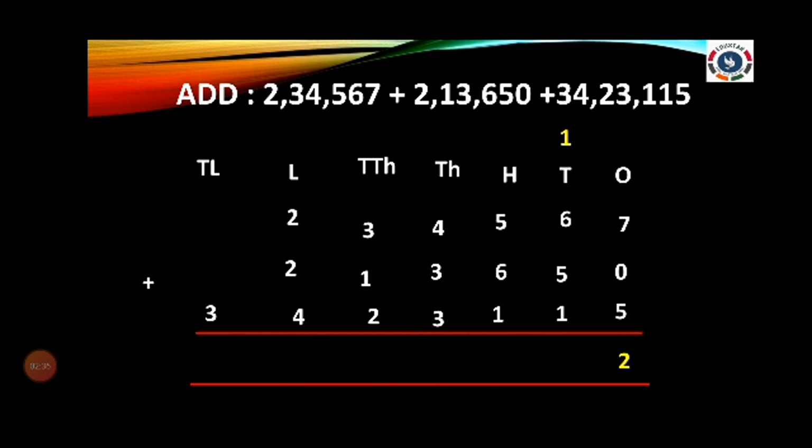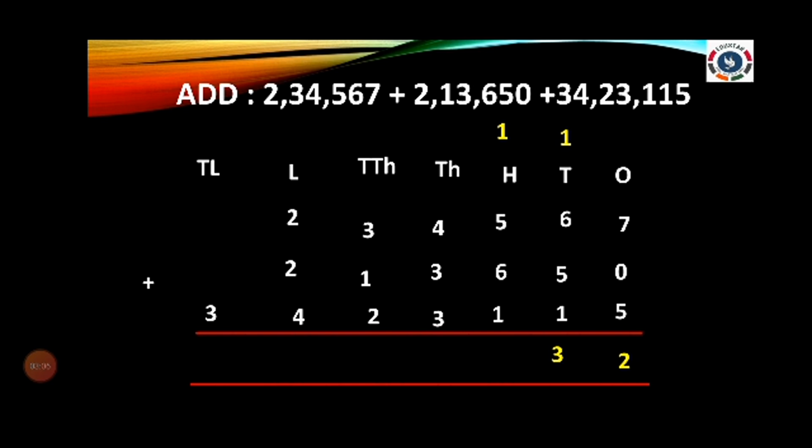Now what are we having in the tens place? Carry 1, then 6, then 5, then 1. So we want to add all together. 1 plus 6 how much? 7. 7 plus 5? 12. 12 plus 1? 13. So it is also a 2-digit number. So write 3 in the tens place and 1 moves as a carry to the hundreds place. So write 1 above the hundreds.